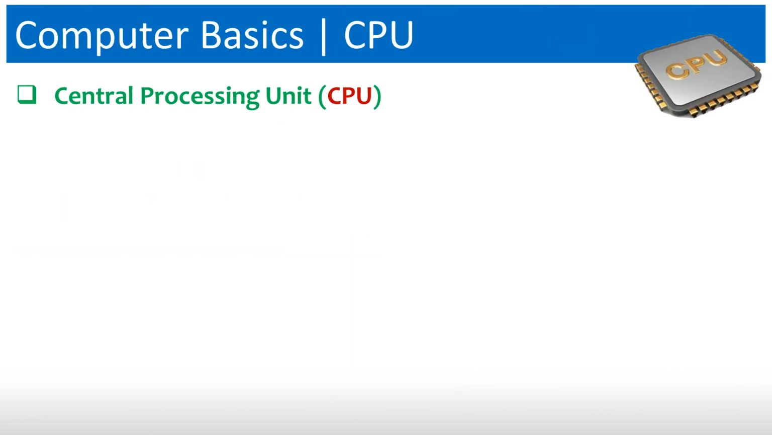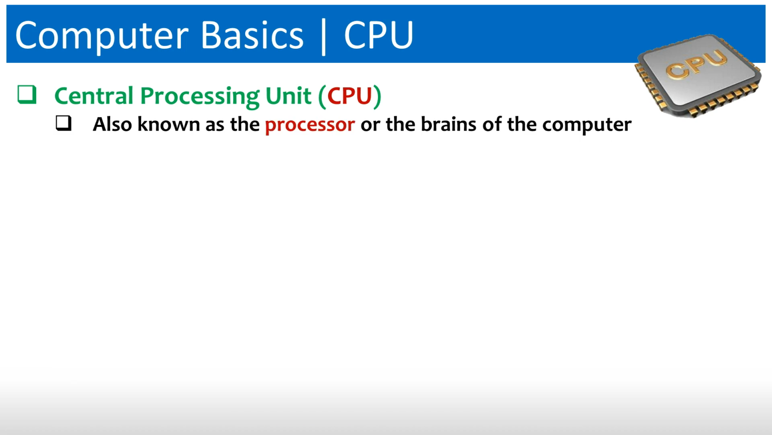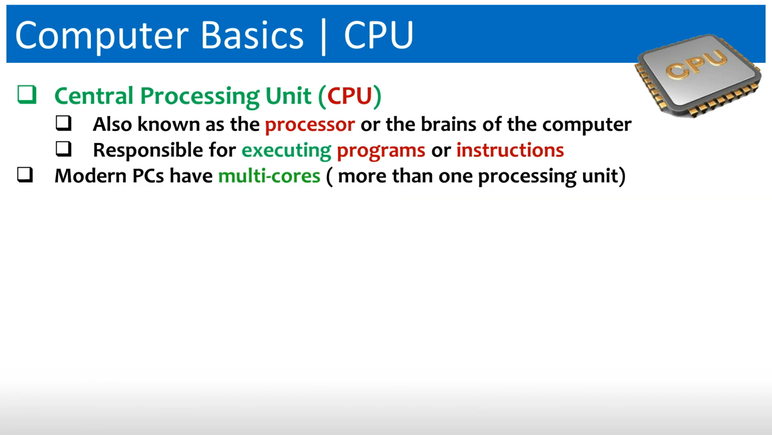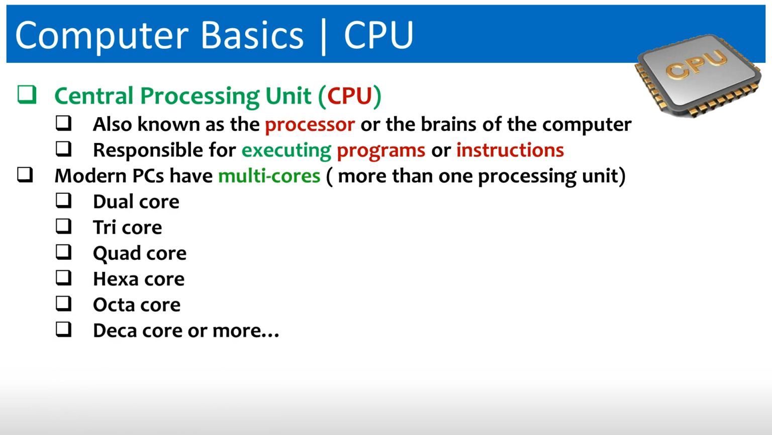Alright, so what is the CPU? The Central Processing Unit is also known as the processor or the brains of the computer. It's responsible for executing programs or instructions. Modern PCs and computer systems have multi-cores, more than one processing unit. For example, dual-core, tri-core for 3 cores, quad-core, etc.